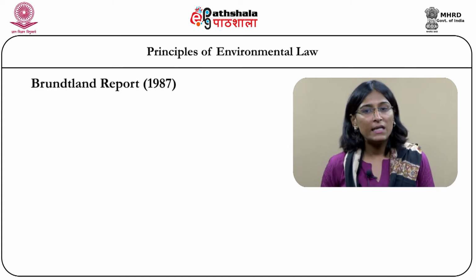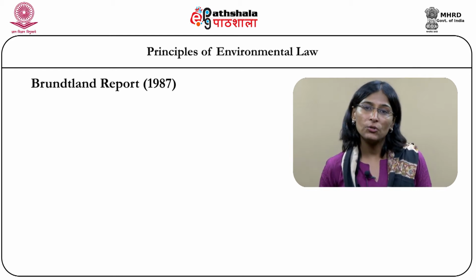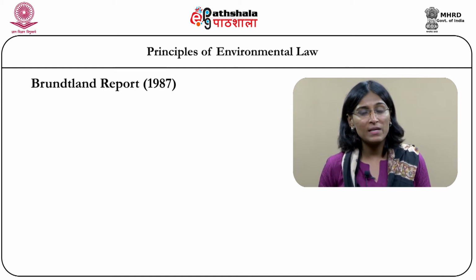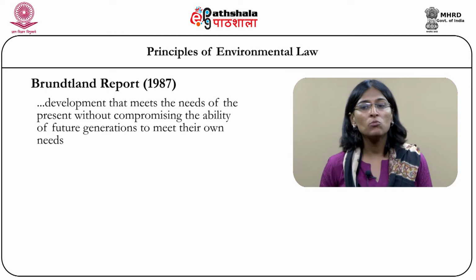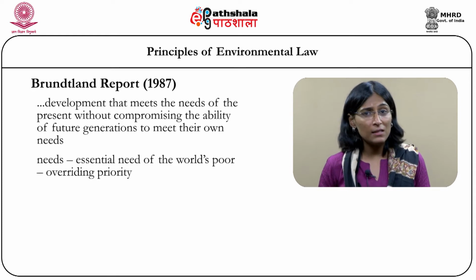In the year 1987, the Brundtland Report, also known as Our Common Future, defined sustainable development as development that meets the needs of the present without compromising the ability of future generations to meet their own needs. The idea which is highlighted here is the idea of needs, and this is a reference to the essential needs of the world's poor being an overriding priority.